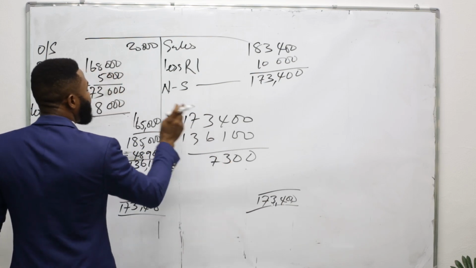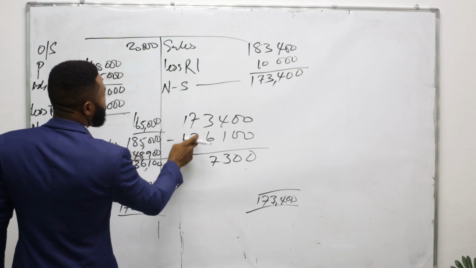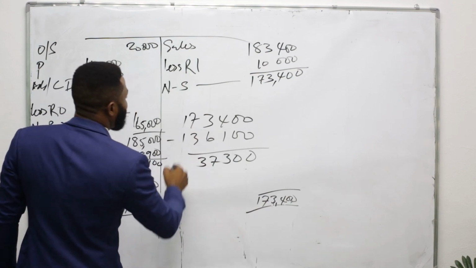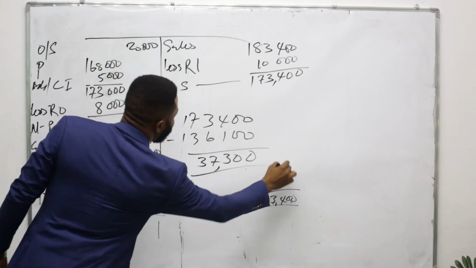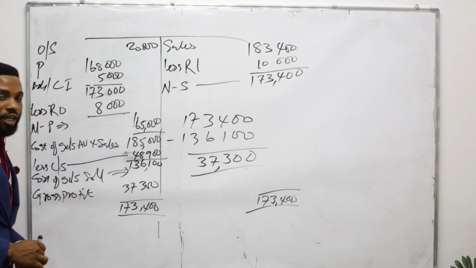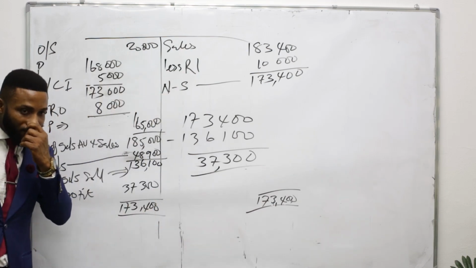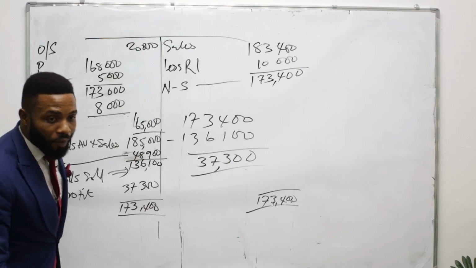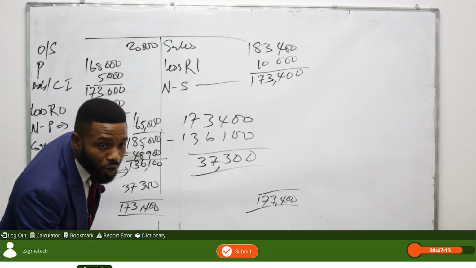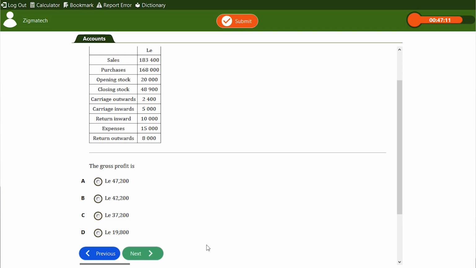And then here will be 6. 6 minus 3 is 3. You can see that we arrive at 37,300. So 37,300 is the answer. Our question here, the options they have here is not, this question has a challenge. Let's quickly look at another question.